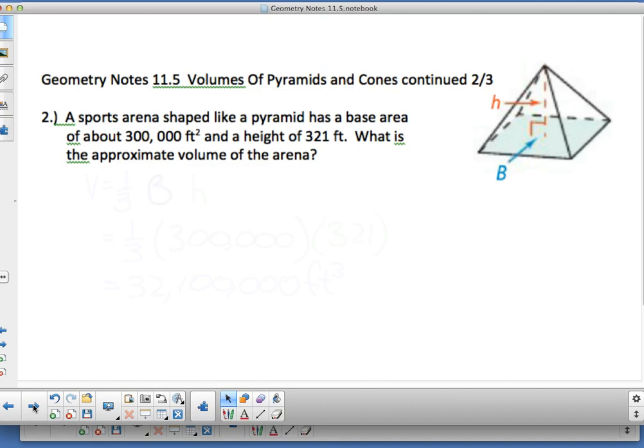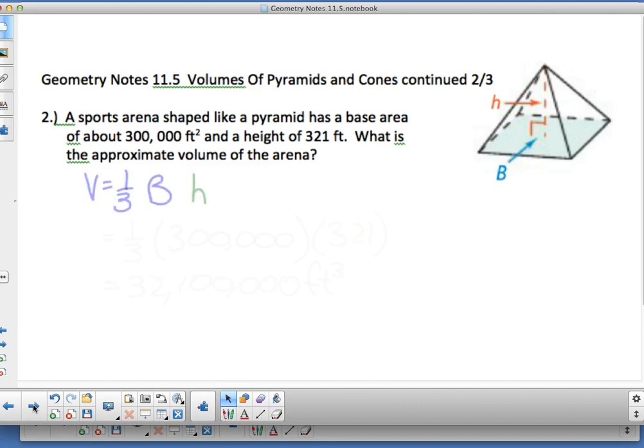A sports arena shaped like a pyramid has a base area of about 300,000 feet squared and a height of 321 feet. What's the approximate volume of the arena? Do I have to decide what I got to use for the base shape of my pyramid, or do I already have the area of the base? I've already got it. Read carefully.